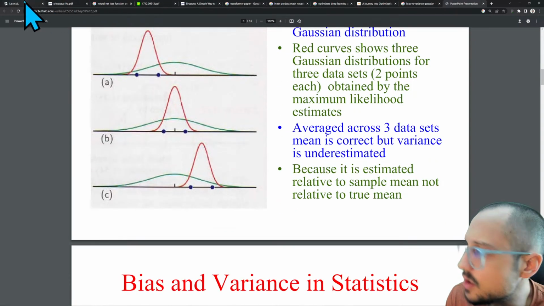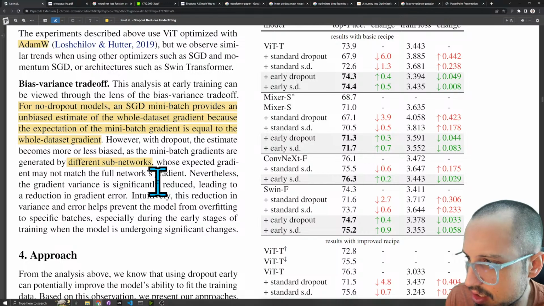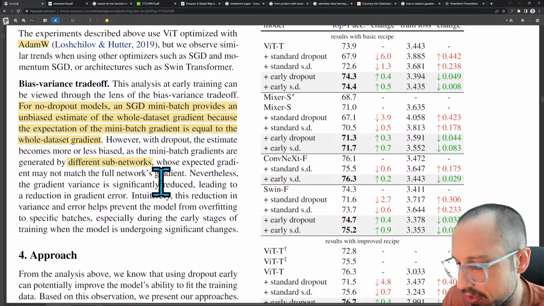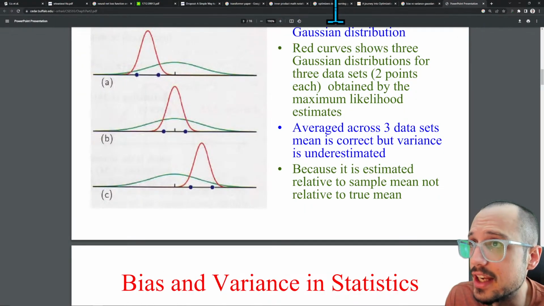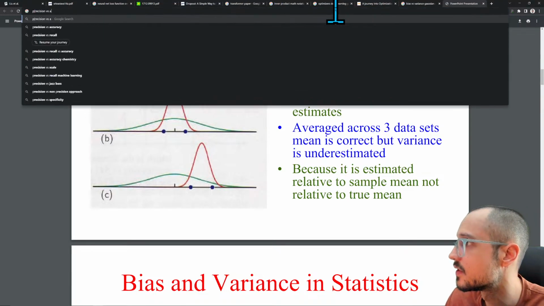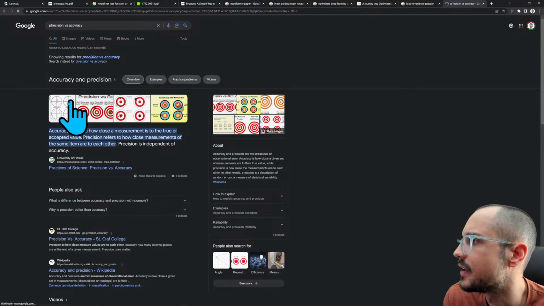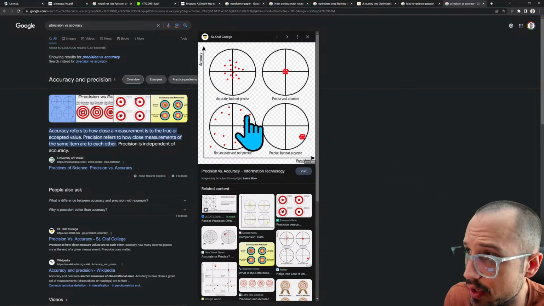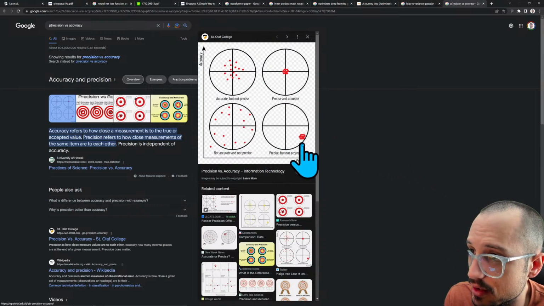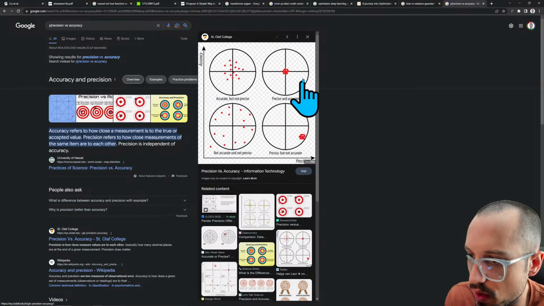So you see this pop up over and over again, where there'll be this trade-off between high bias or high variance, and you can only make low bias or low variance. It's similar to the ideas behind precision versus accuracy. So this is the same concept again, bias versus variance. Preciseness here would refer to variance, and accuracy would refer to bias.